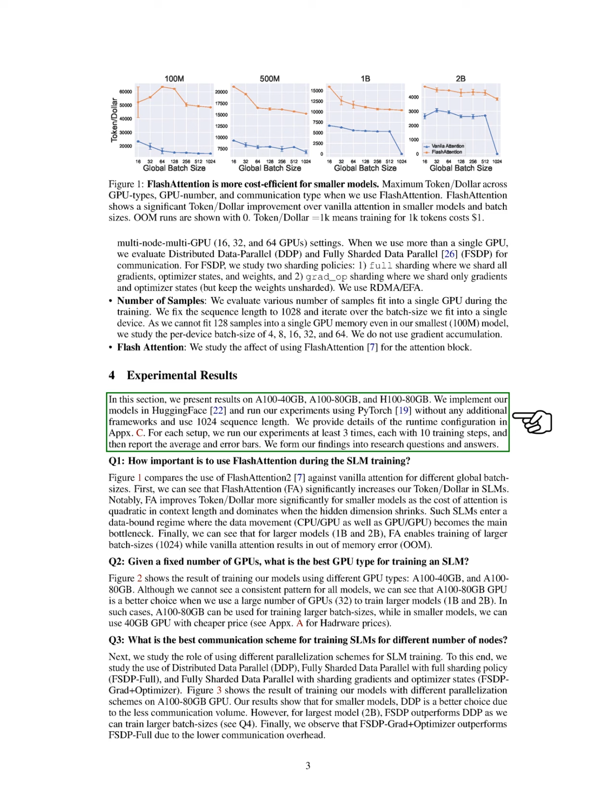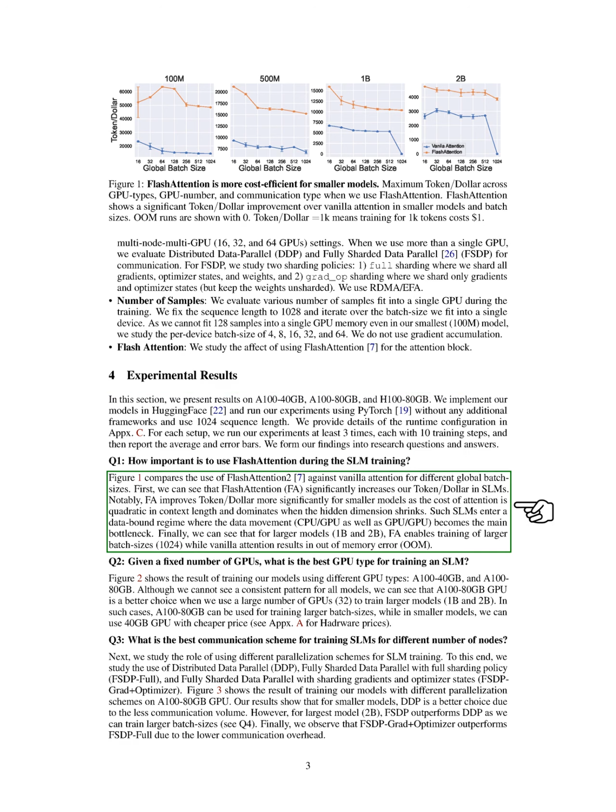For the first question, we explore the importance of flash attention during SLM training. Our results show that flash attention significantly enhances the token-to-dollar ratio, especially for smaller models, as the cost of attention grows with context length. For larger models, flash attention allows for larger batch sizes, preventing out-of-memory errors.